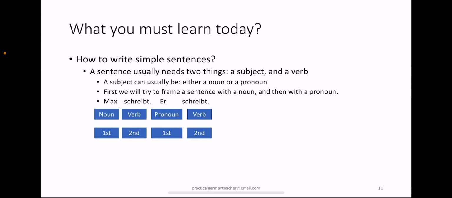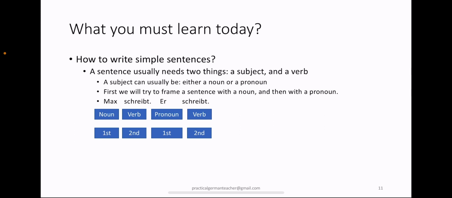So the verb schreibt is at the second position, and the pronoun and the noun will be at the first position. So please remember this. The positioning of the subject, that is the noun or the pronoun, you don't have to think of as always on the first position. It's either before or after the verb. So if something comes before the verb, then the pronoun or the noun or the subject will take the position after the verb. But here there is nothing before the verb, so it's fine.